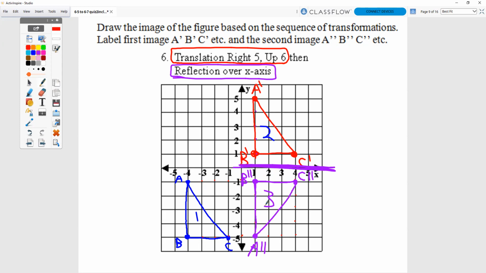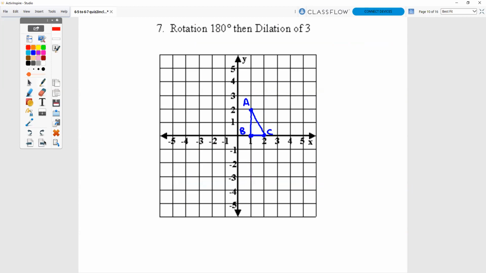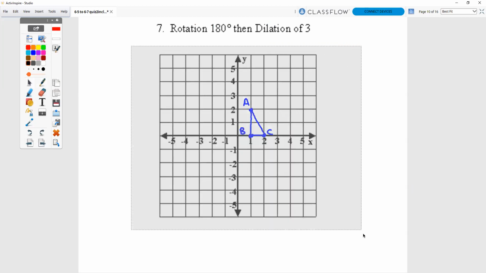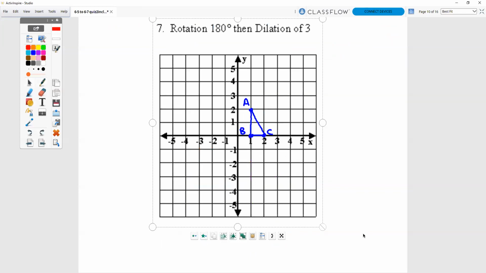So our first change gets the single primes and our second change gets the double primes. You use your second picture to draw your third picture. In question number 7, again, you're doing that same thing. This time we have a rotation. All right, this one's a little bit hard for me to do on the board, but let's see how we can do it here. We're going to do a rotation of 180.